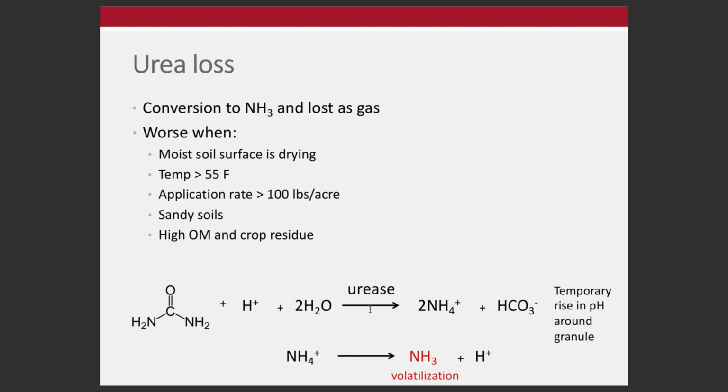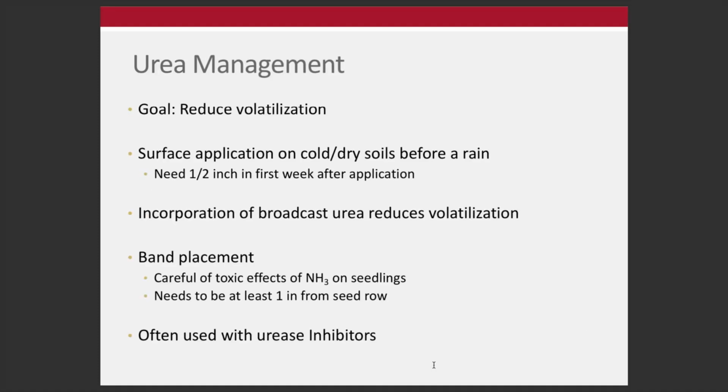So it's really a two-step process. First, you get ammonium, and then ammonium volatilizes. So this is not what we want. We want to manage this to the extent that we can to minimize volatilization losses, right? And this is true of all the N fertilizers that we're going to talk about today. So our goal is to reduce volatilization. We can do this by surface applying in cold soils before a rain, or incorporating after we do some kind of broadcasting event, or banding it, right? Then finally, we can use urease inhibitors, and we'll talk about that here in a bit.